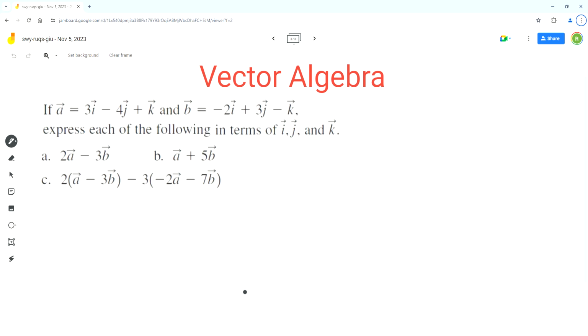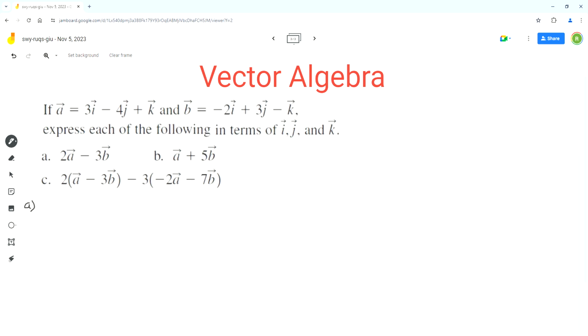So in this video, we'll solve this problem using the concepts of vector algebra. As per the problem, if vector A is equal to 3i minus 4j plus k and vector B is equal to negative 2i plus 3j minus k, express each of the following in terms of i, j and k. So we are given vectors A and B in unit vector form. So let's start with part A.